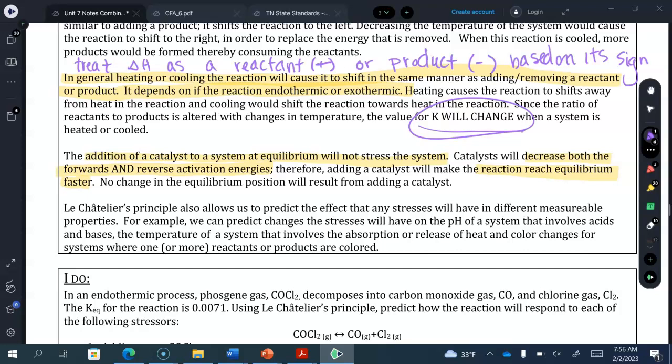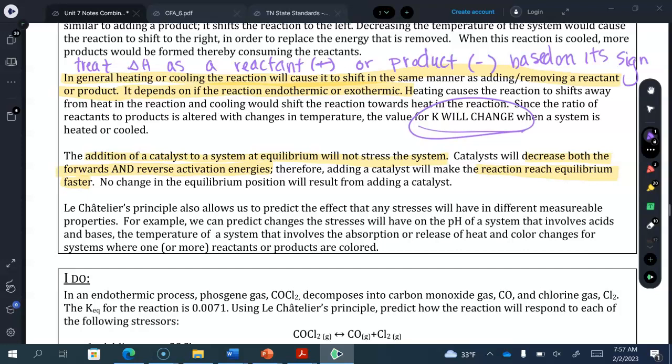The addition of a catalyst to a system at equilibrium does not cause stress to the equilibrium. Catalysts decrease both the forward and reverse activation energies. So since the hill total is being decreased, adding a catalyst makes the reaction reach equilibrium faster. It does not change the position of equilibrium.